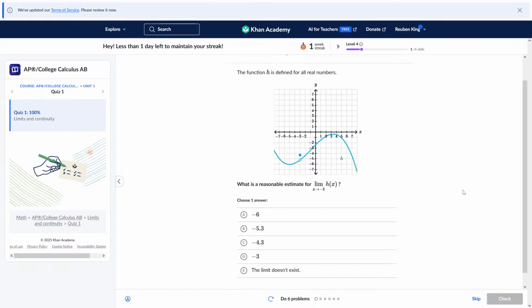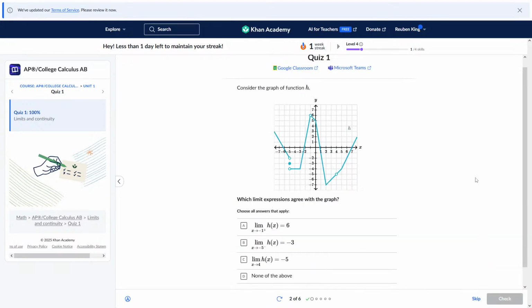Reasonable limit is actually as x approaches -3. That is going to be -5.3, yeah. Which limit expressions agree with the graph? We got x approaching -1 from the right. -1 from the right is 6. That agrees. x approaches -5 from the left. It's gotta be -2. That's wrong. x approaches 4, general limit is -5.